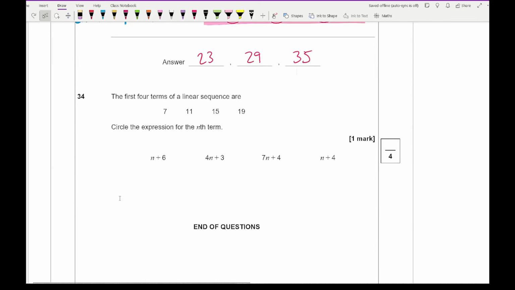Then moving on to our last question, it says the first 4 terms of a linear sequence are 7, 11, 15 and 19. Circle the expression for the nth term. So again, the difference between these numbers is plus 4. So we're going to end up with 4n in our formula. And what do you have to add to 4 to get our first term, which is 7? Add 3. So we're looking for 4n plus 3, which is our second option. And that concludes the end of this algebra audit on the foundation syllabus.